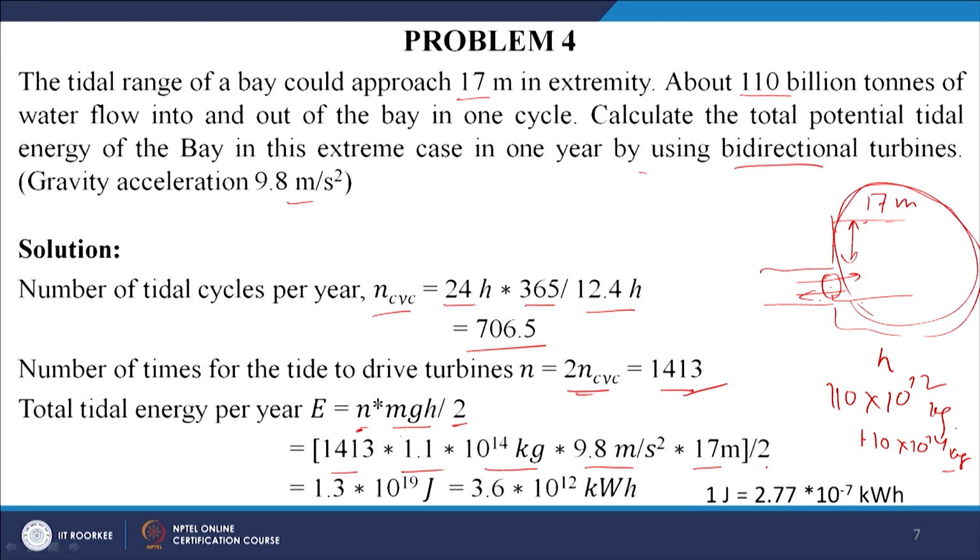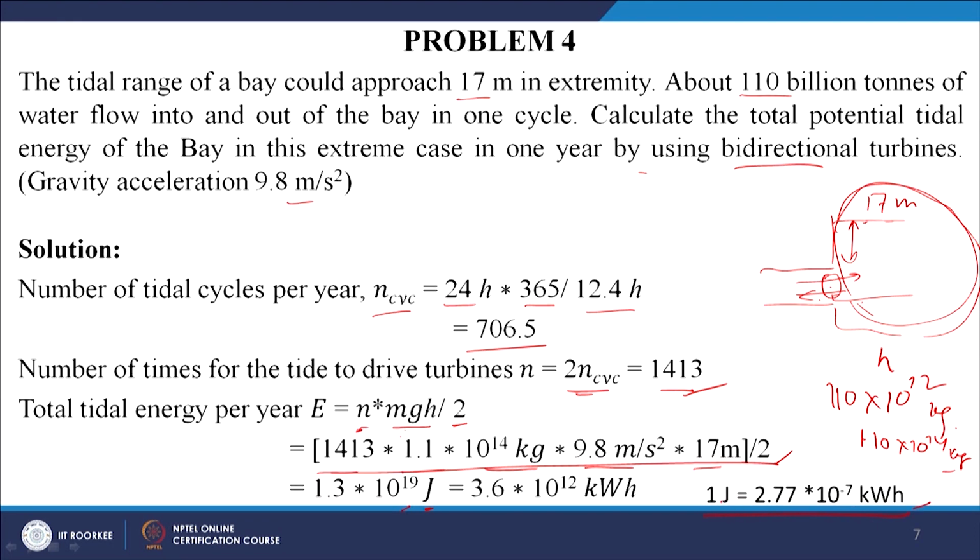So, that will be divided by 2. So, we are getting this much energy which is available throughout the year. That will be equal to 1.3 into 10 to the power 19 joule. If we want to convert it into kilowatt hour, then we can use this expression that 1 joule is equal to 2.77 into 10 to the power minus 7 kilowatt hour.